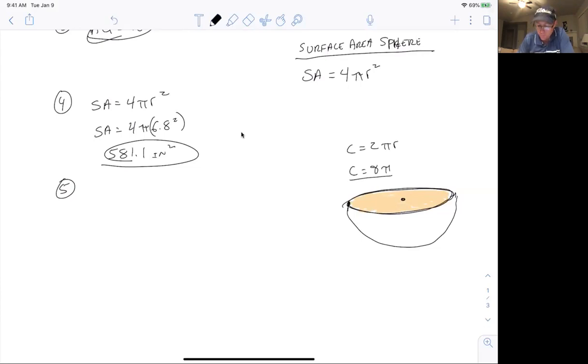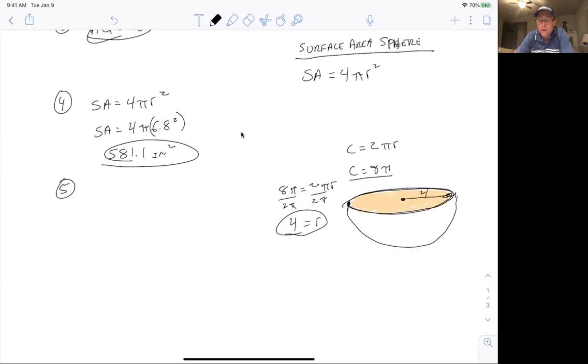Right there, it's 8 pi. So let's figure out what the radius is of this great circle and the sphere, since they're the same. So 8 pi equals 2 pi r. Let's divide by 2 pi to get r by itself. And I'm left with the radius of this great circle and the sphere is 4.